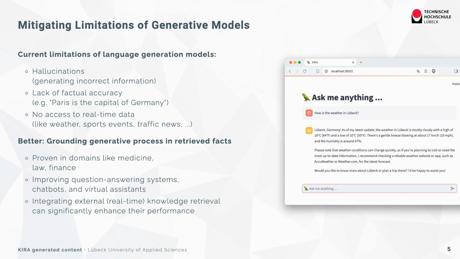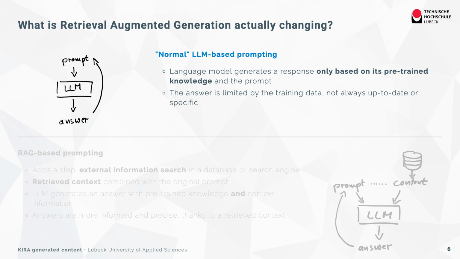The potential applications of RAG are very promising. This approach is used to generate high-quality texts in fields such as medicine, law, or finance, where factual accuracy is not just important but crucial. Moreover, RAG is used to improve the quality of question-answering systems, chatbots, and virtual assistants, making them more reliable and efficient. It has been shown that integrating external knowledge retrieval into generative models can significantly enhance their performance on knowledge-intensive tasks.